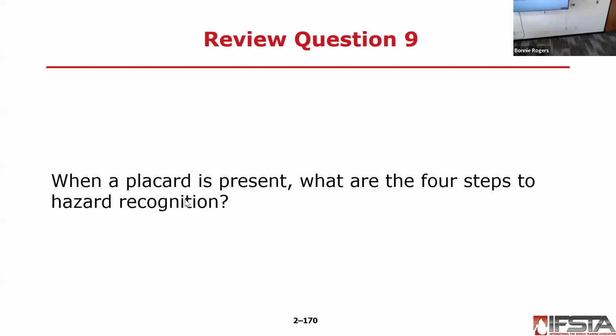Okay, so we have a placard. What are we looking for? Color. Number. Which number? The 4-digit identification number. What else? Division number. And what else? The little pictogram illustration. Yeah, exactly.